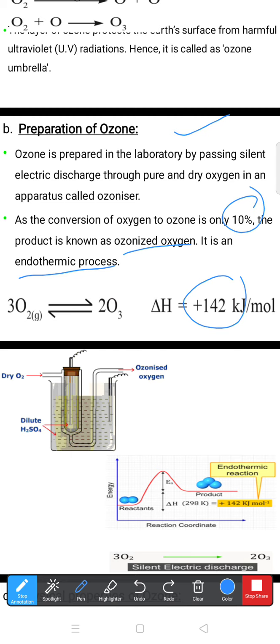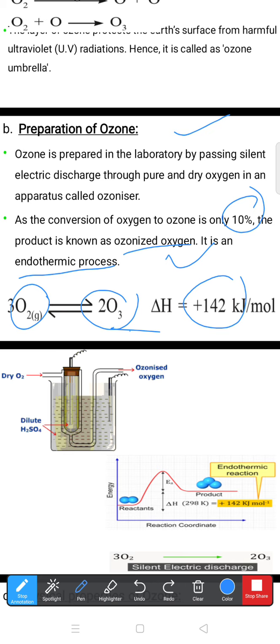So by silent electric discharge, three molecules of oxygen gas reversibly give two molecules of ozone. And for that, the change in enthalpy, delta H, is plus 142 kilojoule per mole, which is the amount of energy absorbed.